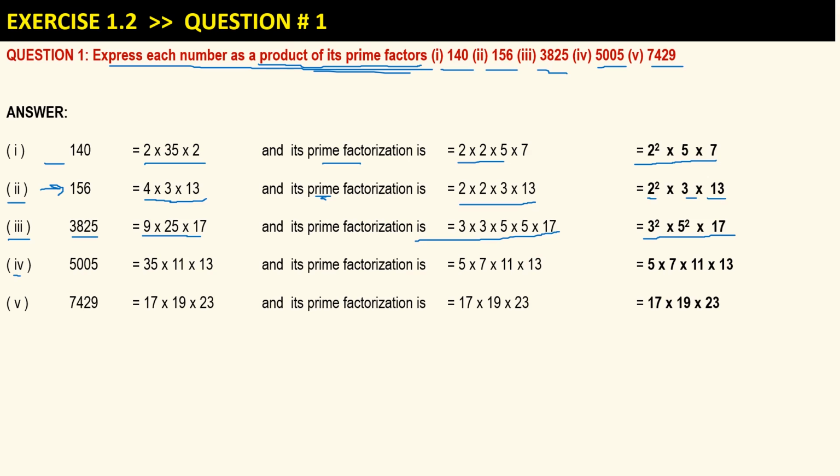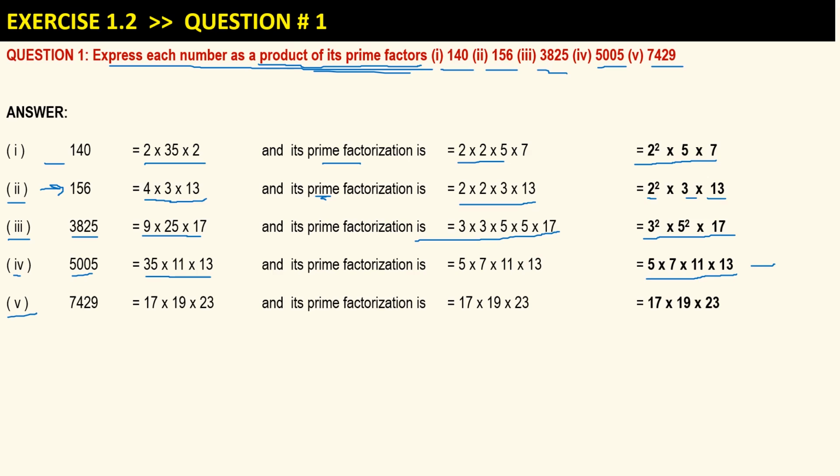Part 4 is 5005, can be decomposed into 35 multiplied by 11 multiplied by 13, and the primes, and their product would be 5 multiplied by 7 multiplied by 11 multiplied by 13, and this will be the answer in this case.